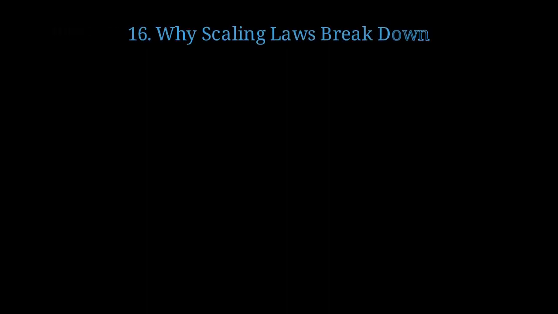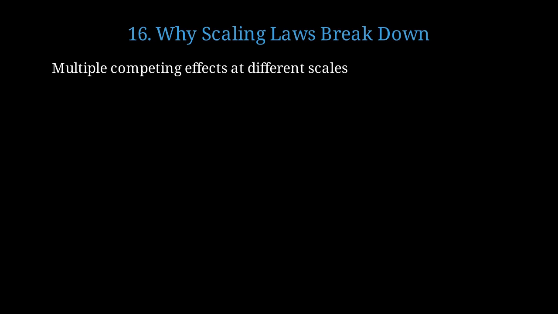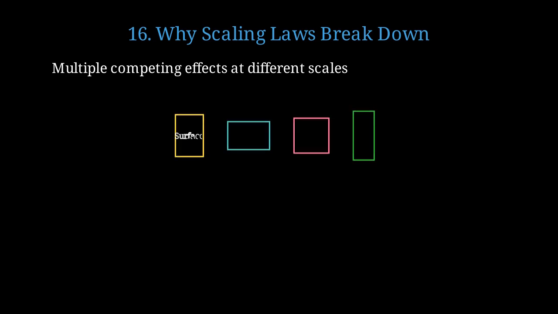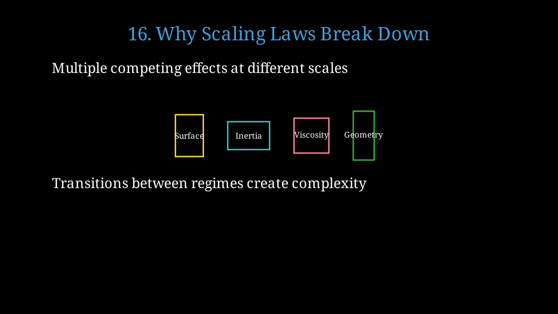Now we can understand why simple scaling laws fail to capture the full story. Multiple physical effects compete at different length and time scales, each dominating in different regimes. Surface tension, inertia, viscosity, and geometry all play roles. Their relative importance changes as coalescence progresses. The transitions between different physical regimes create the beautiful complexity we observe.